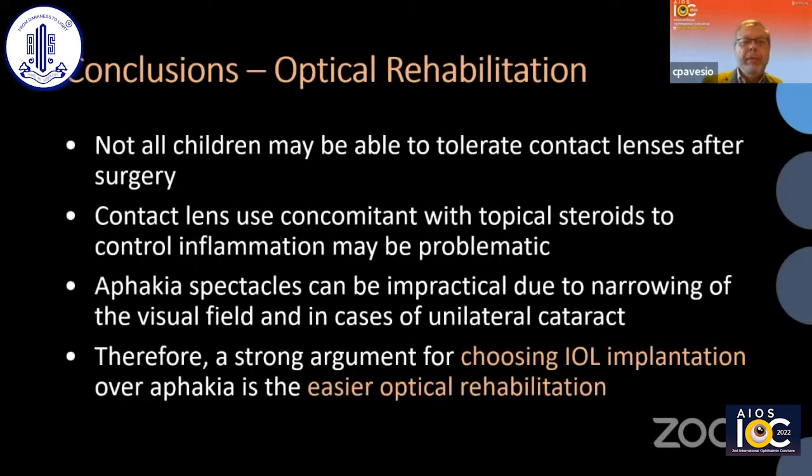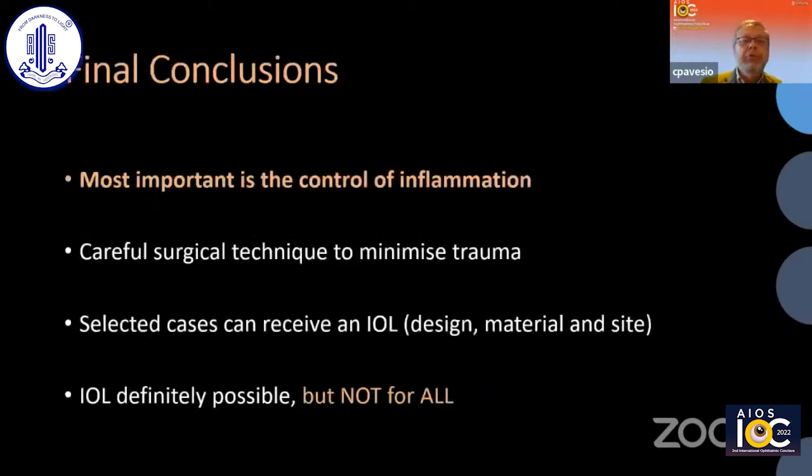In terms of optical rehabilitation, there's no doubt that receiving the intraocular lens is the best way. Contact lenses can be a problem for young children, can be a problem because of other abnormalities such as band keratopathy. Aphakic glasses are okay for bilateral cases, but still have a limited visual field. So there is a strong argument for using an intraocular lens, which in terms of visual rehabilitation will give you the best alternative.